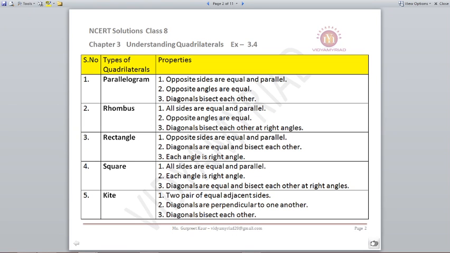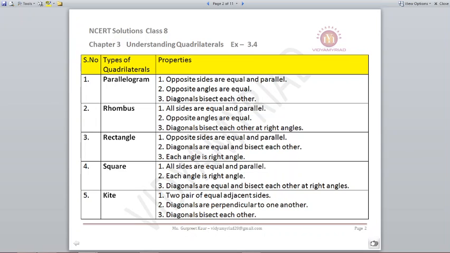Before we begin with the exercise, there are certain properties of the various types of quadrilaterals which you need to know and learn by heart for your future classes as well as for this. Now let's talk about a parallelogram. Its properties say that opposite sides are equal and parallel, opposite angles are equal, and diagonals bisect each other. Please remember this: only if these criteria hold will that quadrilateral be treated as a parallelogram.